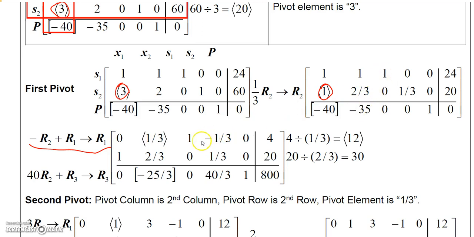Minus 0 plus 1 is 1. Minus 1/3 plus 0 is minus 1/3. Minus 0 plus 0 is 0. And minus 20 plus 24 is 4.